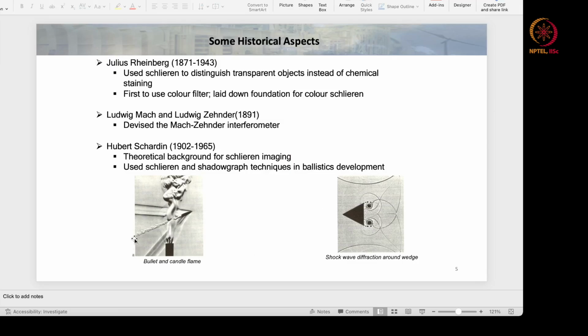So you can see here a bullet penetrating through a candle flame. You can see the large scale structure of the candle flame and the very fine structures of the bullet or the trail that is left behind by the bullet. So you can see the granularity or the details that we can extract just by looking at it. On the other hand, the shock wave diffraction around a wedge, for example, you can see. Here also you can see large scale structures, small scale structures. So all these things are clearly visible when you are dealing with this kind of framework.